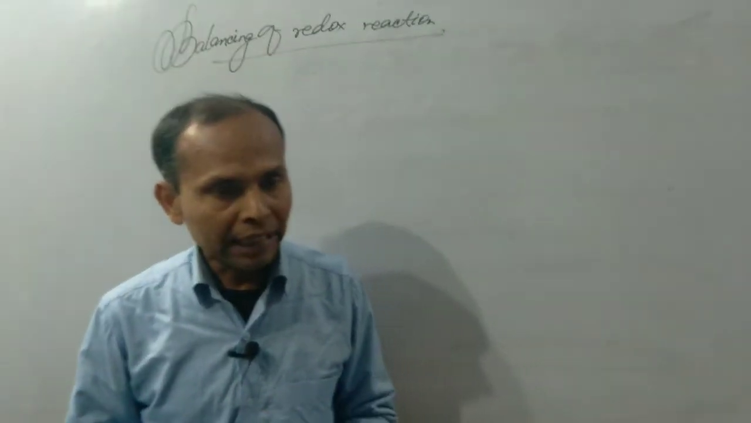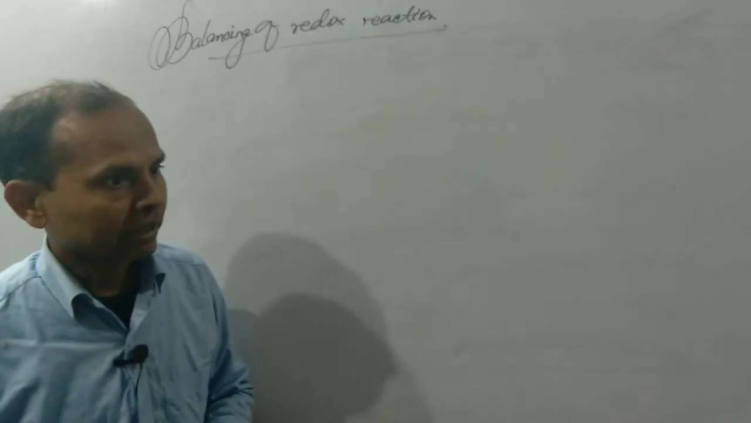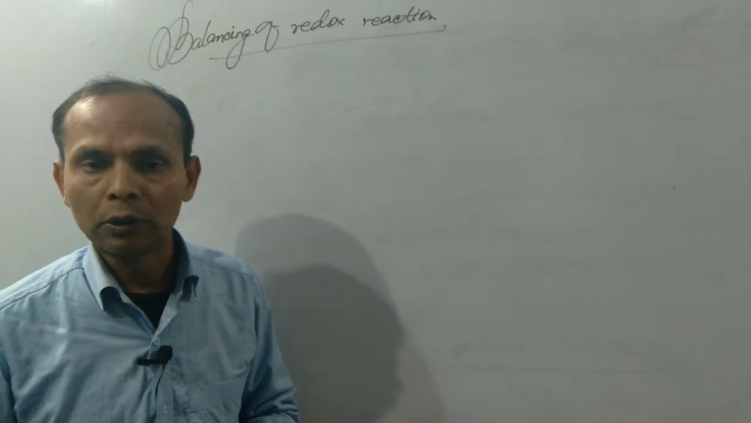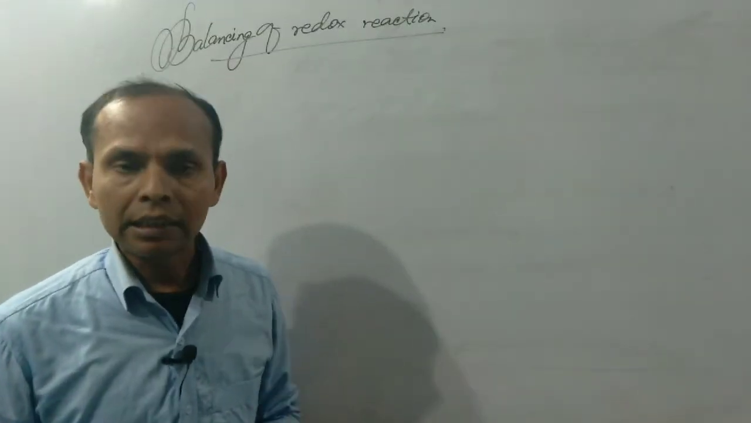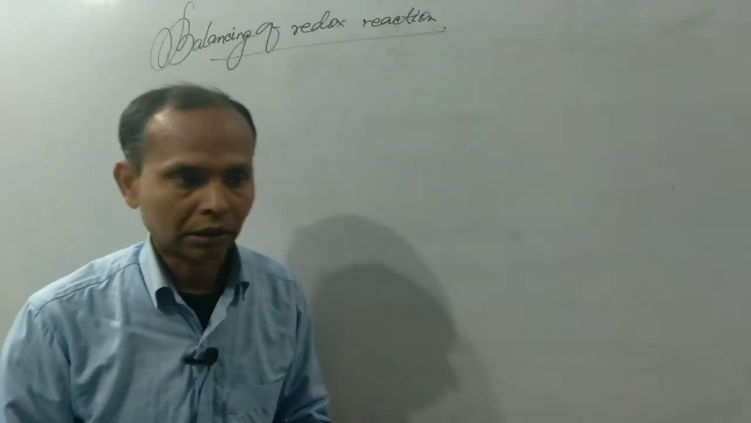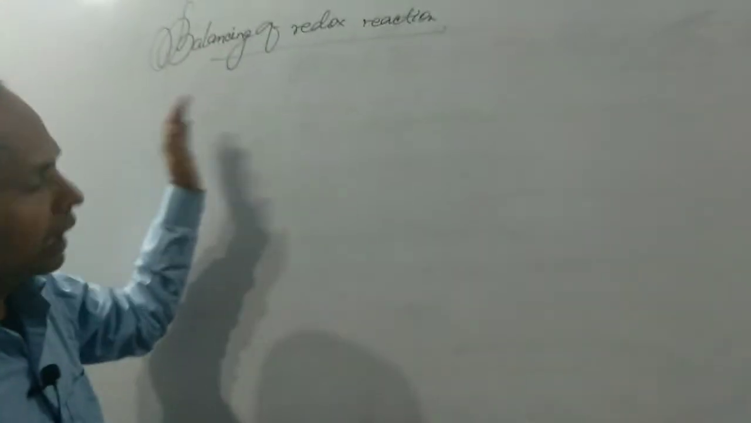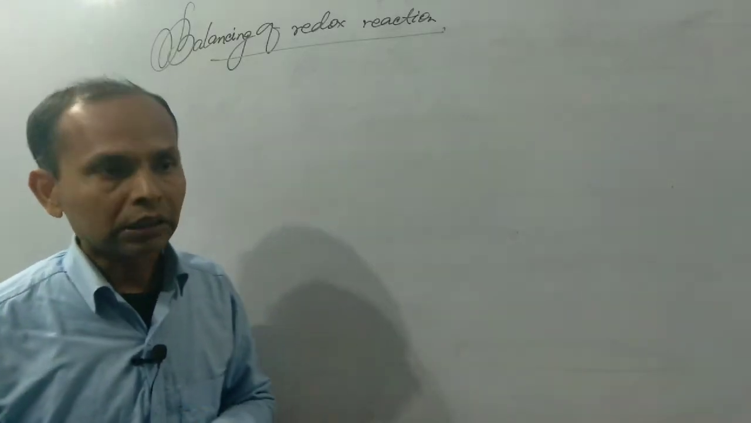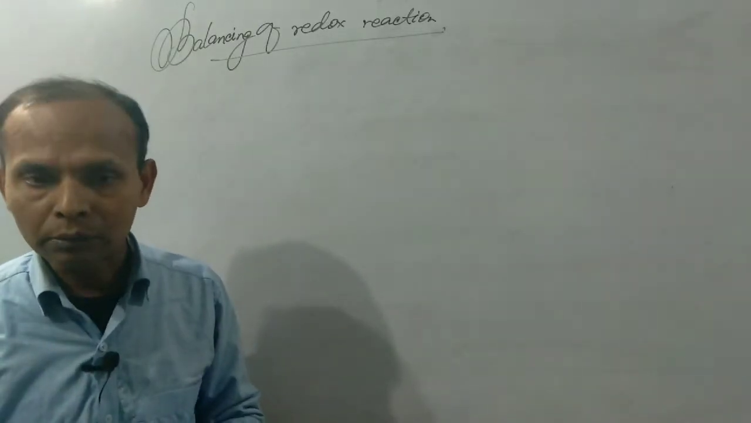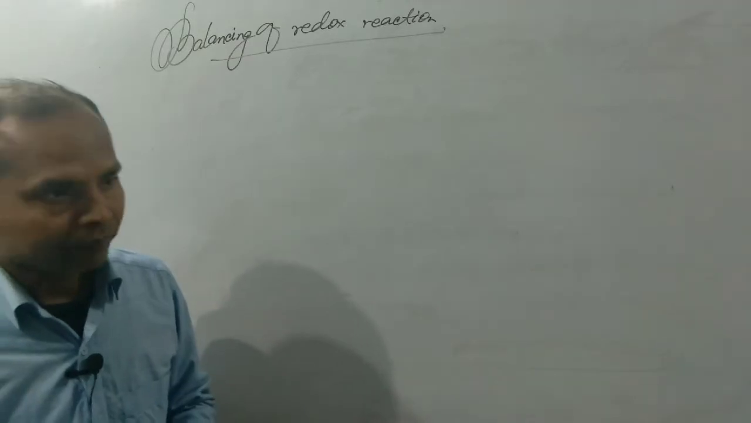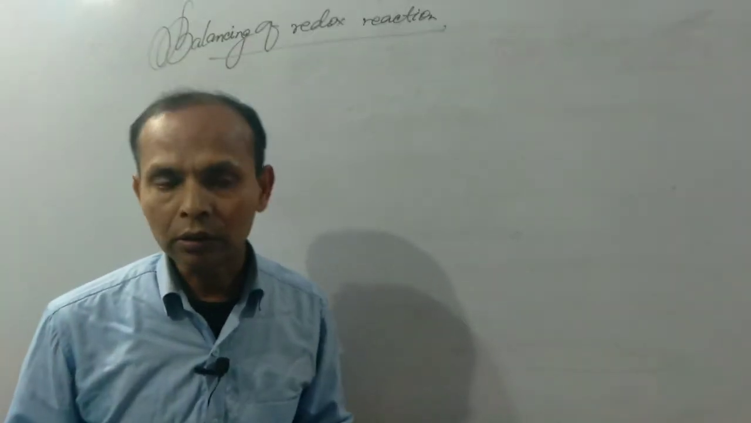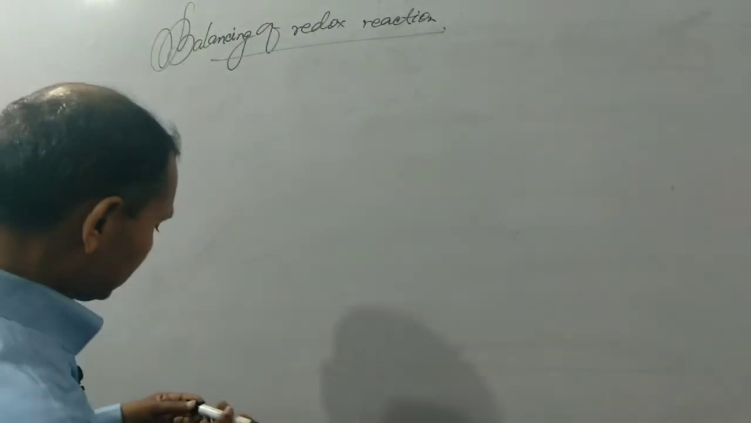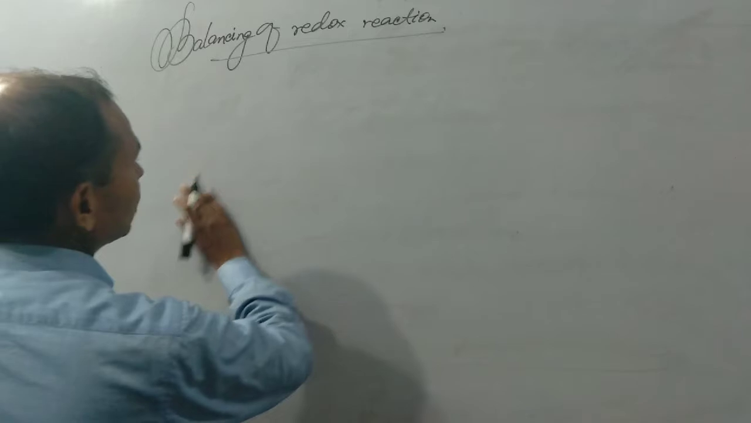So we have to balance the given redox reaction, and a large number of rules have been given for balancing of redox reaction with the help of either the ion electron method or the oxidation number method. So redox reactions are balanced by two methods. One is balancing of redox reaction by the ion electron method, and the other is balancing of redox reaction by the oxidation number method. So we can write the different methods for balancing of redox reaction.